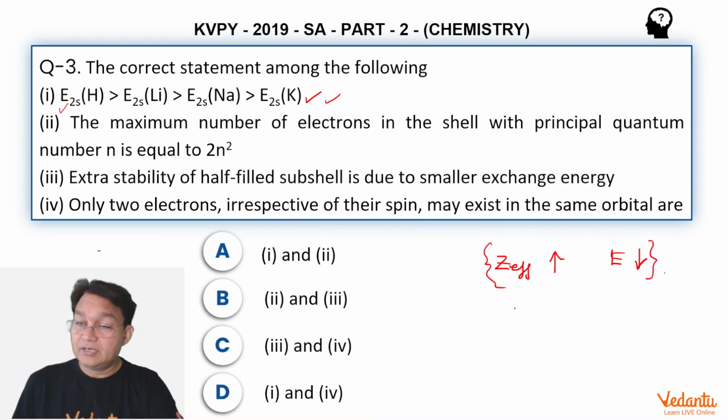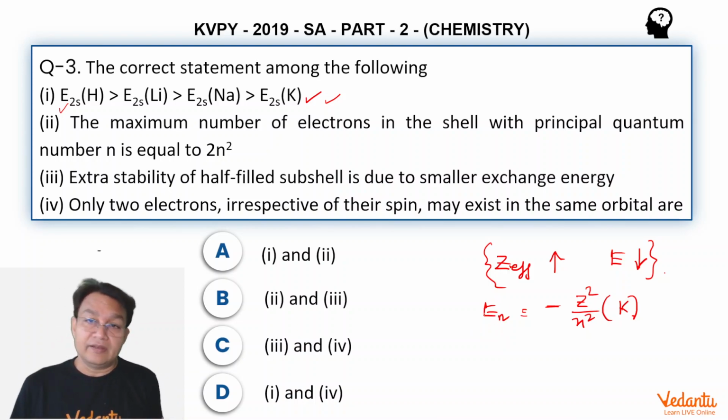How do we know this? Because for Bohr's model, we know that En is equal to minus Z square upon n square into a constant. That gives us the idea: the greater the value of Z, the more negative the energy will be, and the more negative it is, the lesser is the energy. So obviously option 1 is the correct option. Looking at the options, two candidates are there, A and D. Now let's see the second option.